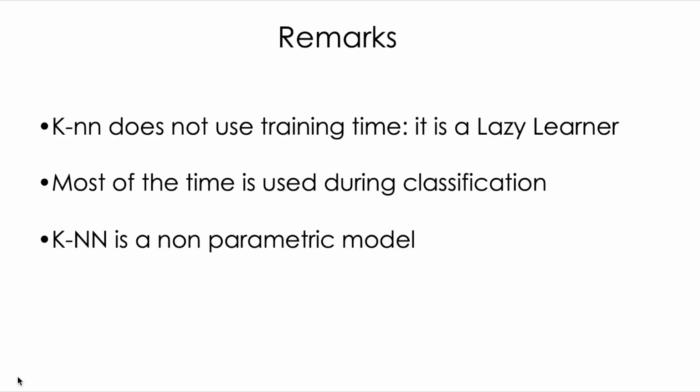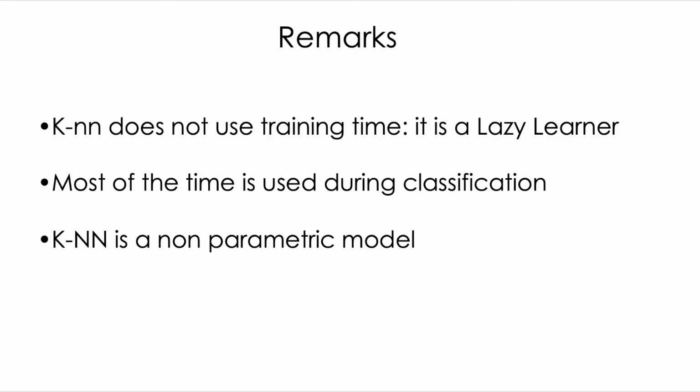So some remarks: recall that KNN does not use training time. This is why it is called a lazy learner. Most of the time is used during classification. And KNN is a non-parametric model. We are going to cover this concept in videos later, but non-parametric doesn't really mean that it doesn't have parameters. Actually, it has parameters. For example, K is a parameter of the model, but a non-parametric model means, in easy words, that we don't have a set of parameters that is finite or limited regardless of the size of the training set.